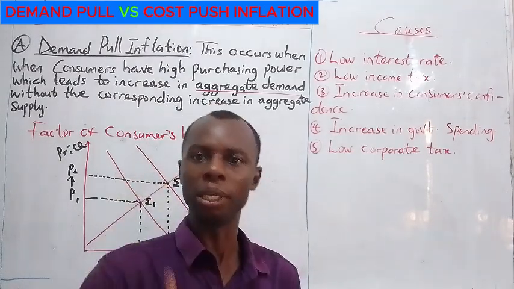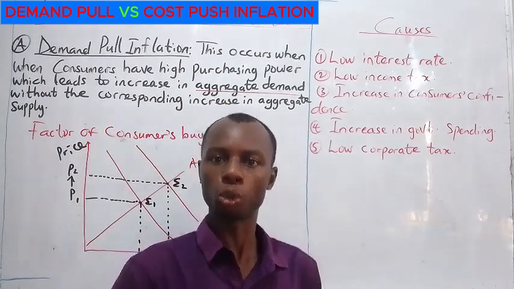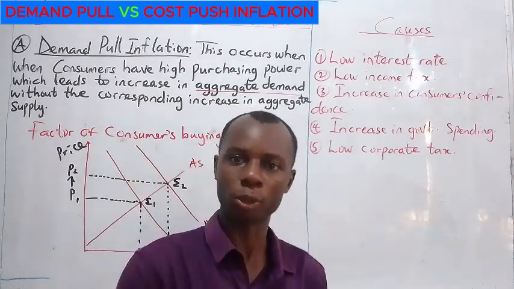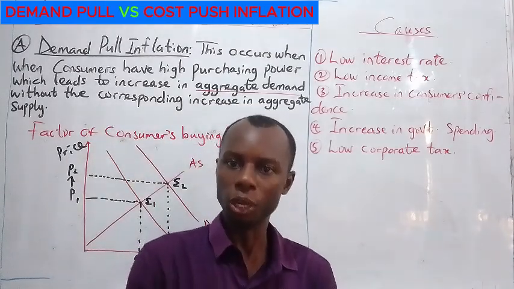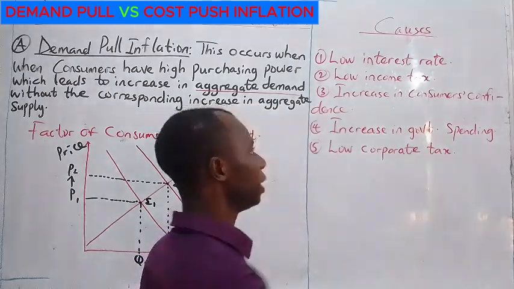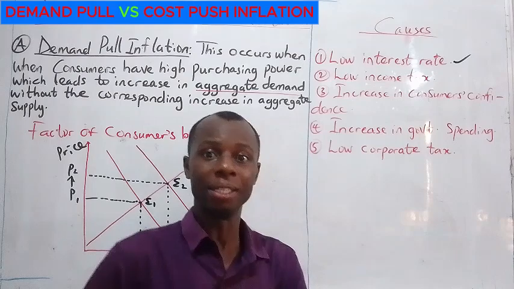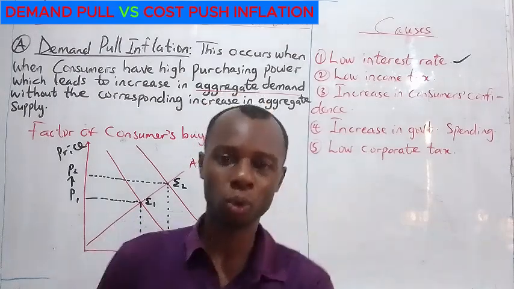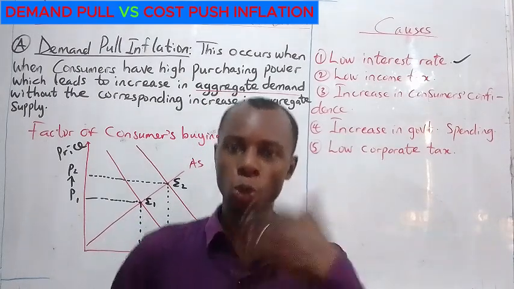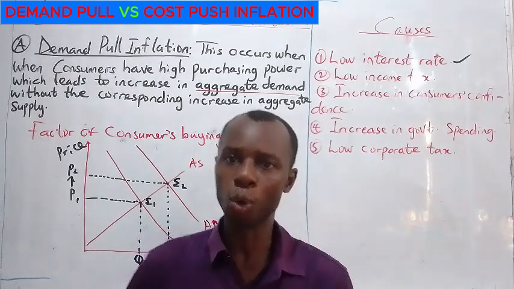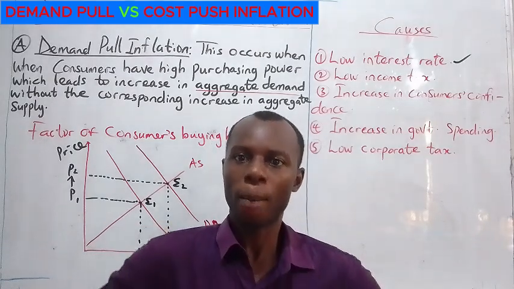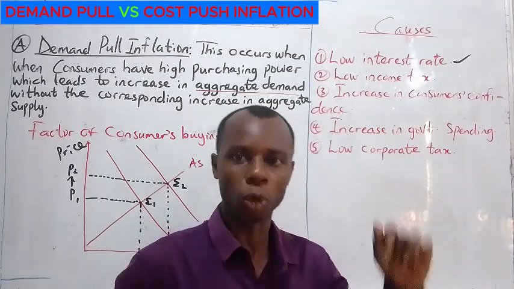That will make the people who are borrowing money go to the bank to borrow as much money as possible, and this will lead to a situation whereby they have much money in their hands. So low interest rates will lead to demand pull inflation. Remember, demand pull inflation is a concept of the consumers. They have much money in their hands, so if they go to the bank, they're able to get a loan at a low interest rate. It will prompt them to demand more loans. That will cause demand pull inflation.